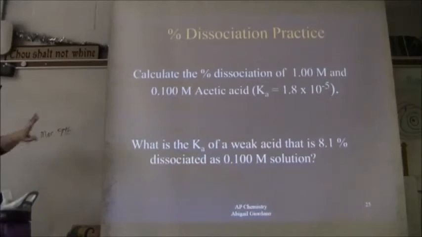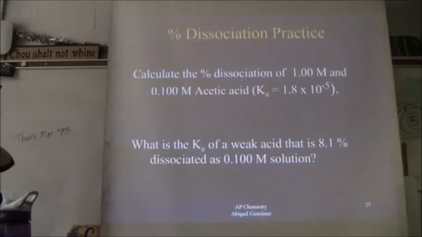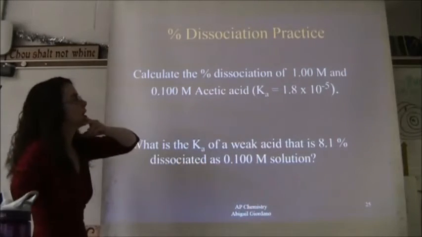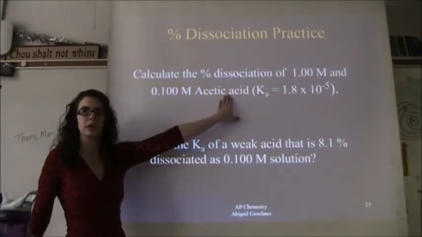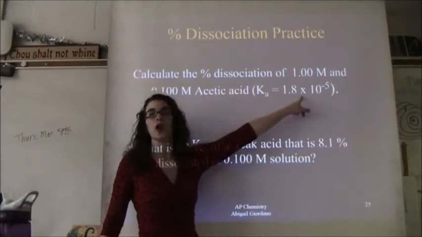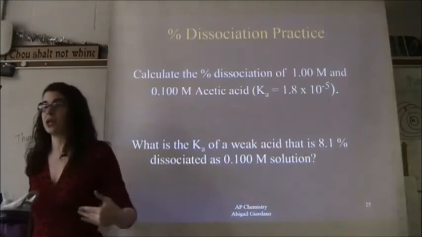Let's look at this first question here. And I'm going to weave in some review from last class here. This problem says, calculate the percent dissociation of 1 molar and 0.1 molar acetic acid, and then we're given the Ka value. Okay, first things first. Acetic acid, strong or weak? Weak. Big clue. Strong acids don't have Ka values. If you see a Ka value, you're dealing with a weak acid.